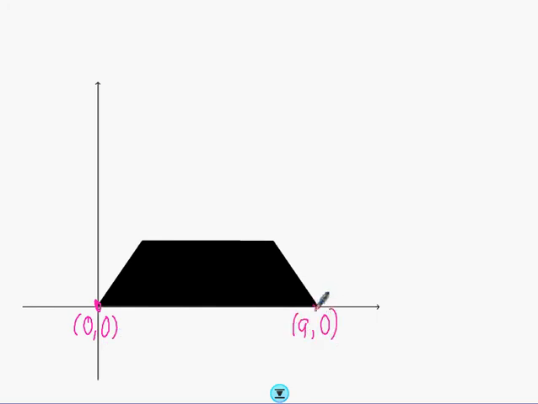And now I've got to figure out these other two guys. Well, this point here, I have no idea how far to go over. I'm going to call it b. I have no idea how high to go up. I'm going to call it c. Again, you might be tempted to say, well, I don't know, I'm going to call it (d, e).